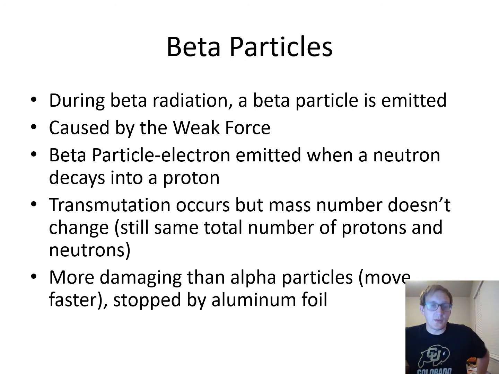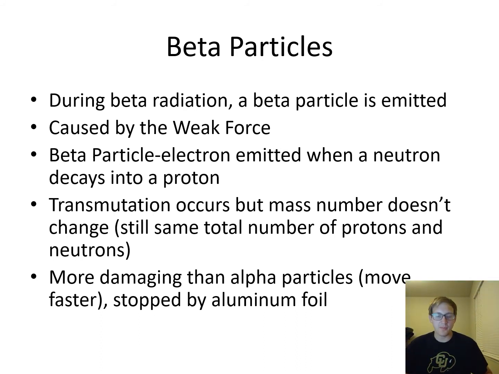Okay, so the next one. This is caused by beta particles or beta radiation. During beta radiation, a beta particle is emitted. This is caused by the weak force. Again, this has to do with the forces that are there, and they cause these things to break off from our nucleus. A beta particle is an electron that is emitted when a neutron decays into a proton.